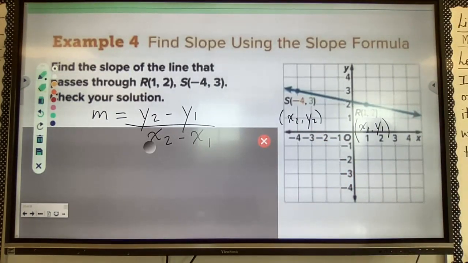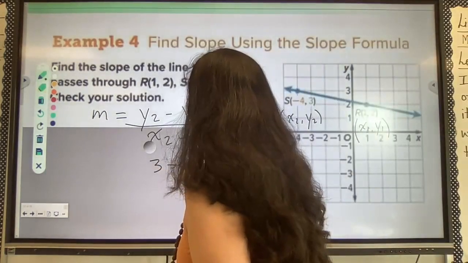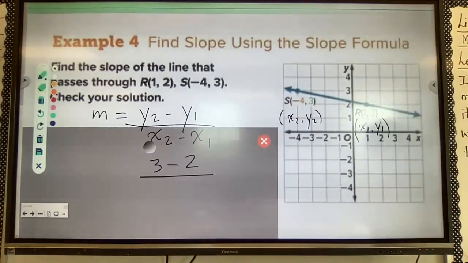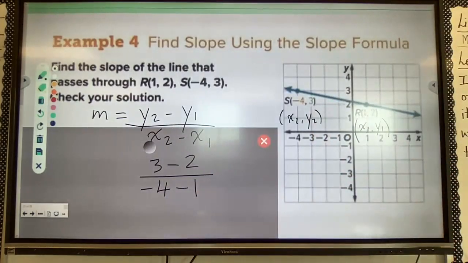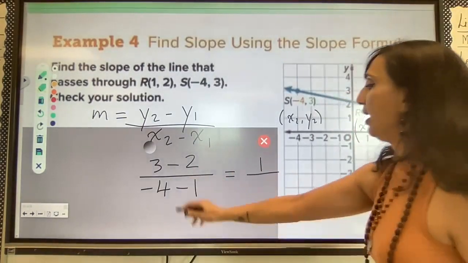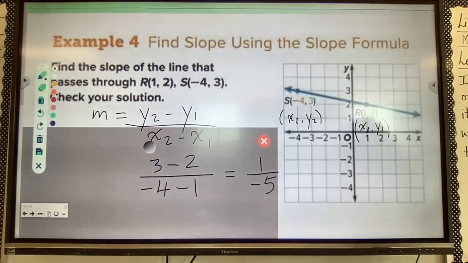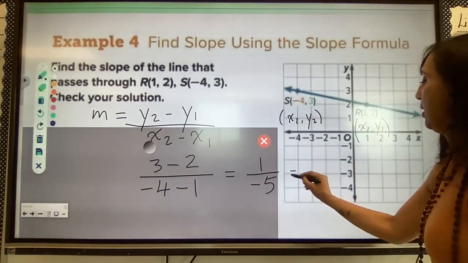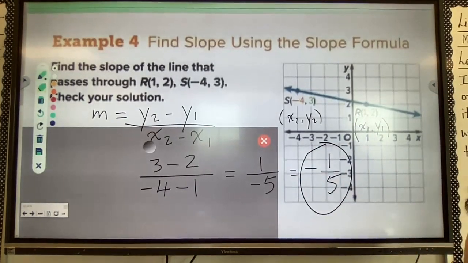Okay, so y2 minus y1 means 3 minus 2. And then I have x2 minus x1, so -4 minus 1. So what am I left with? What is 3 minus 2? I get 1, and -4 and another -1 gives me -5. All right, so this is nothing but 1/-5, or -1/5, which is my slope.